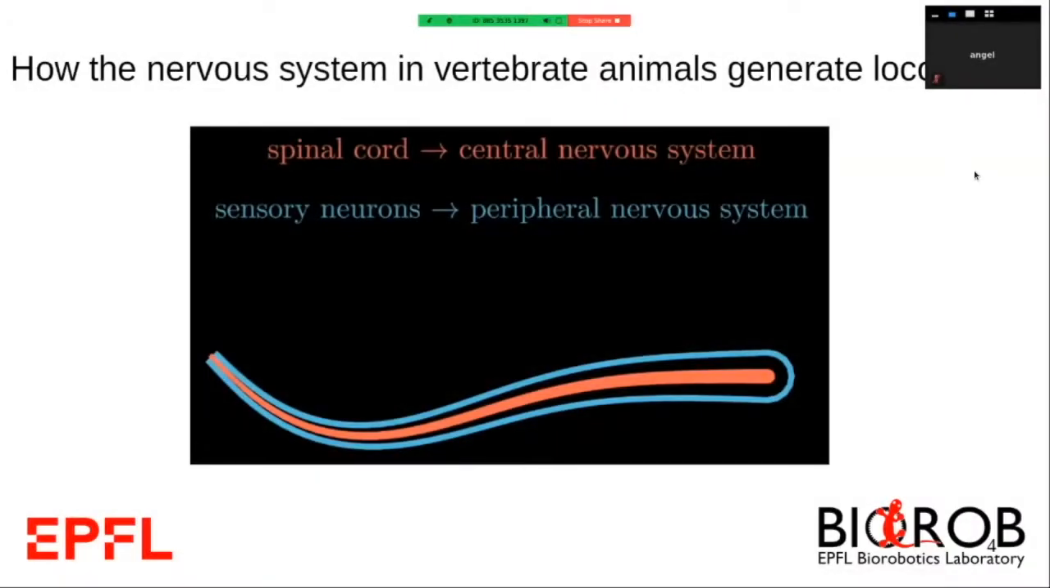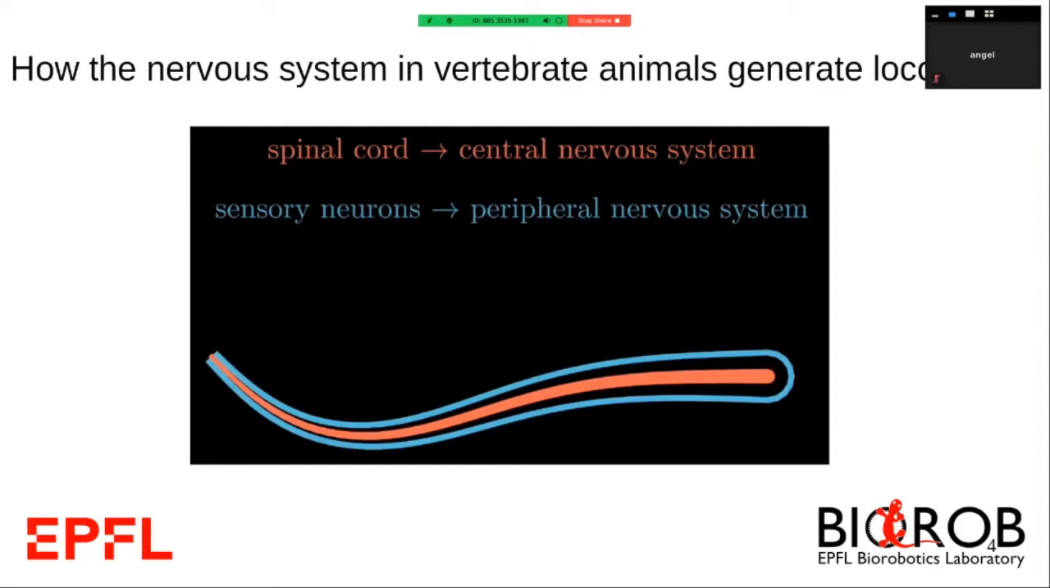Okay, so this is just a tiny screenshot from the video because I want to remember this part. So all the talk and all the work is based on these two main parts, which are the spinal cord and the sensory neurons. And it's interesting that long ago, there was a debate while trying to understand how vertebrates generate locomotion: people who support the idea that the spinal cord is the main generator of the movement, and people who support that sensory feedback or the reflexes are the ones that dictate the movement.